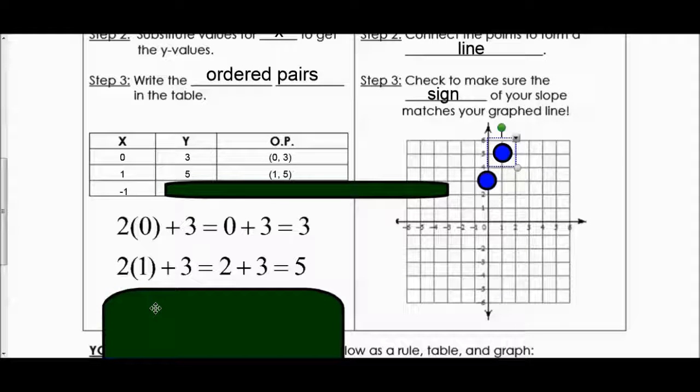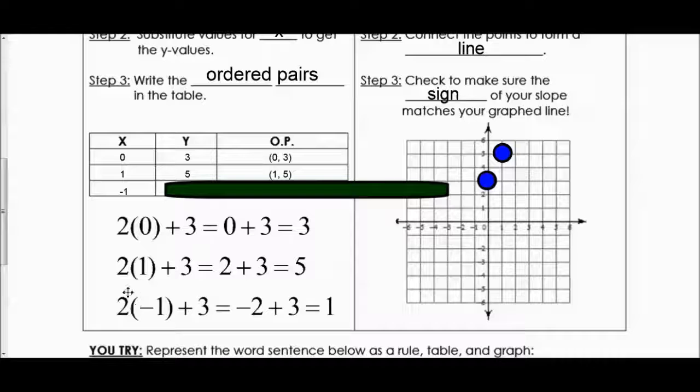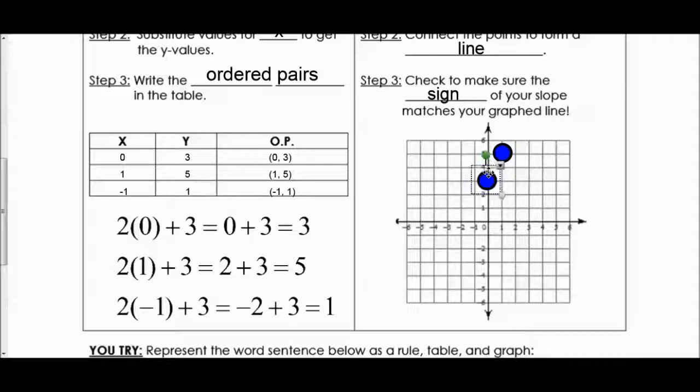And our third point, plug in negative 1. 2 times negative 1 is negative 2, plus 3 would give us a positive 1. So negative 1, positive 1. And those are 3 points, giving us this line.